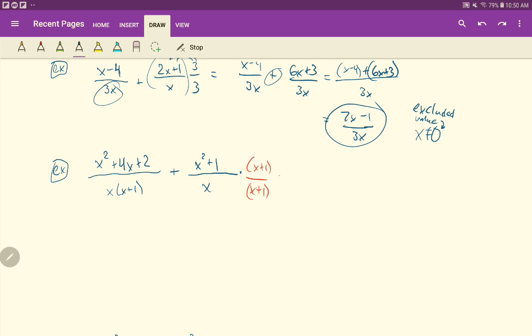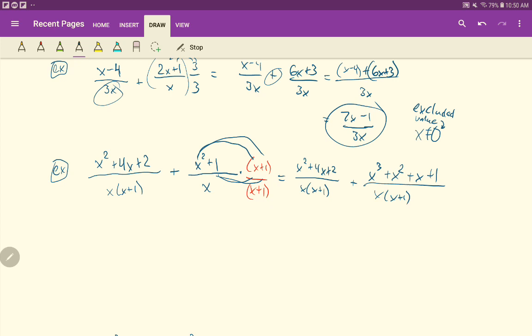So this fraction stays the same. We get x squared plus 4x plus 2 still over x times x plus 1. Now we need to multiply this out, which requires us to FOIL it. So x squared times x squared, times 1, 1 times x, 1 times 1. x squared times x is x to the third, x squared times 1 is x squared, 1 times x is x, and 1 times 1 is 1, all over x times x plus 1.